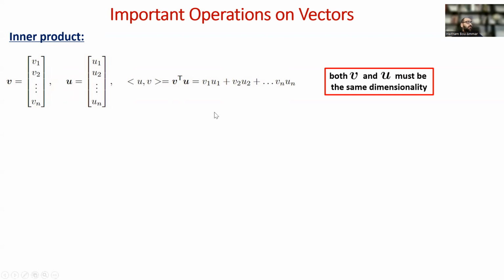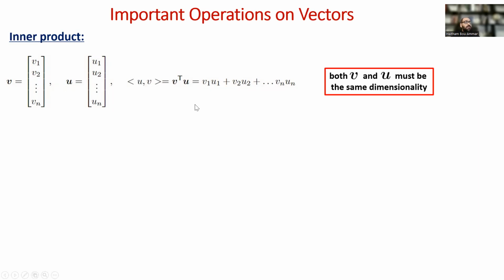So the idea is, if I have a vector v, v1 up to vn, and a vector u, u1 up to un, when I do the inner product between the two vectors, I will use a notation that looks like this. It's a bracket, u comma v, another bracket. And it is really just v transpose u.